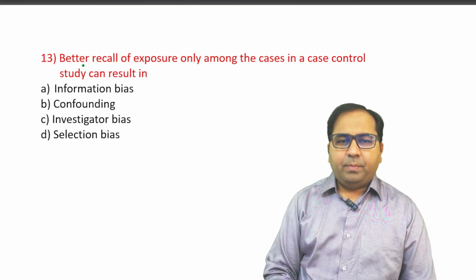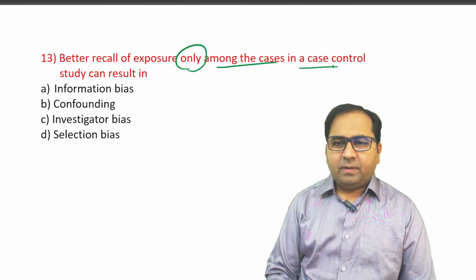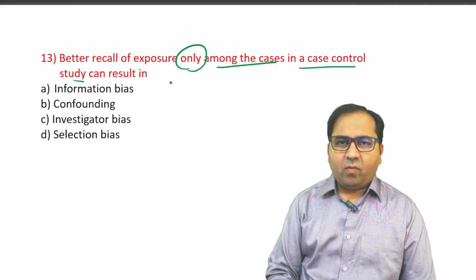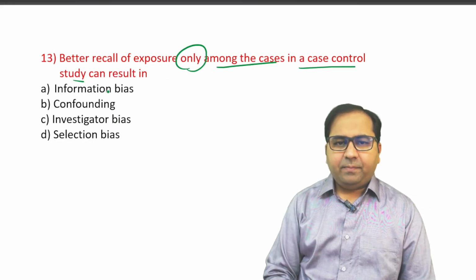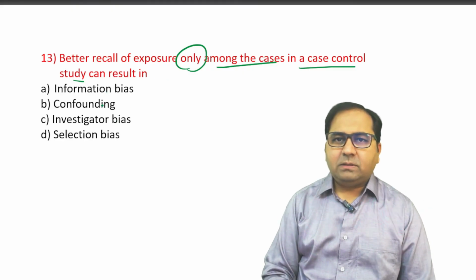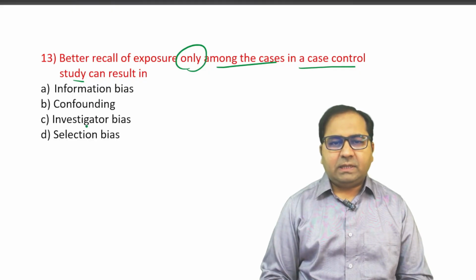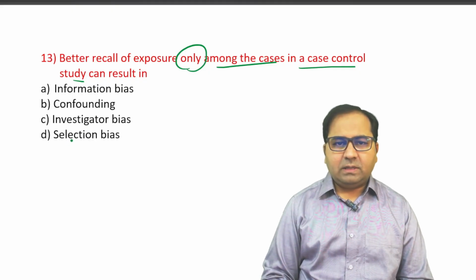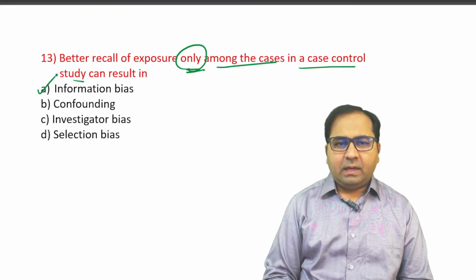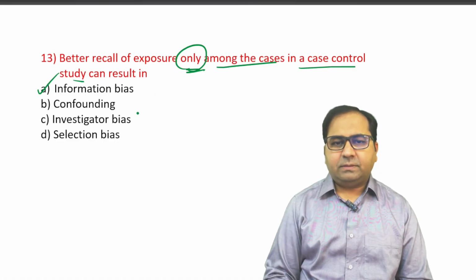Next question. Better recall of exposure only among the cases in a case control study can result in what? The options they gave are A. Information bias, B. Confounding, C. Investigator bias, or D. Selection bias. So the better recall of exposure only among the cases in a case control study can result in: answer is A. Information bias.